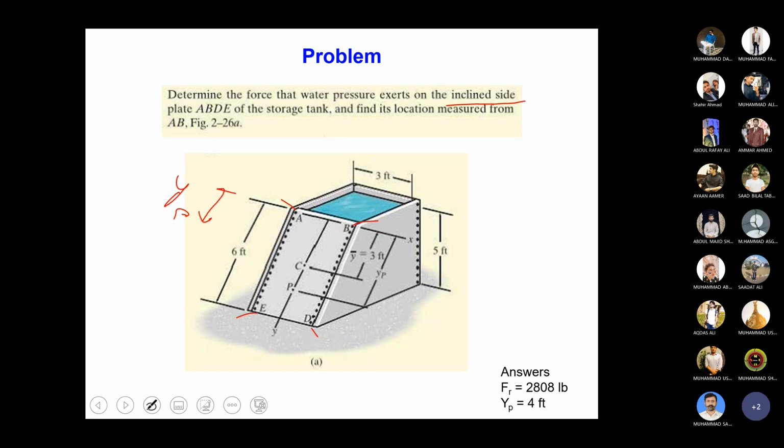So how can we solve this problem? Both of the previous formulas will be used. Okay, very good.